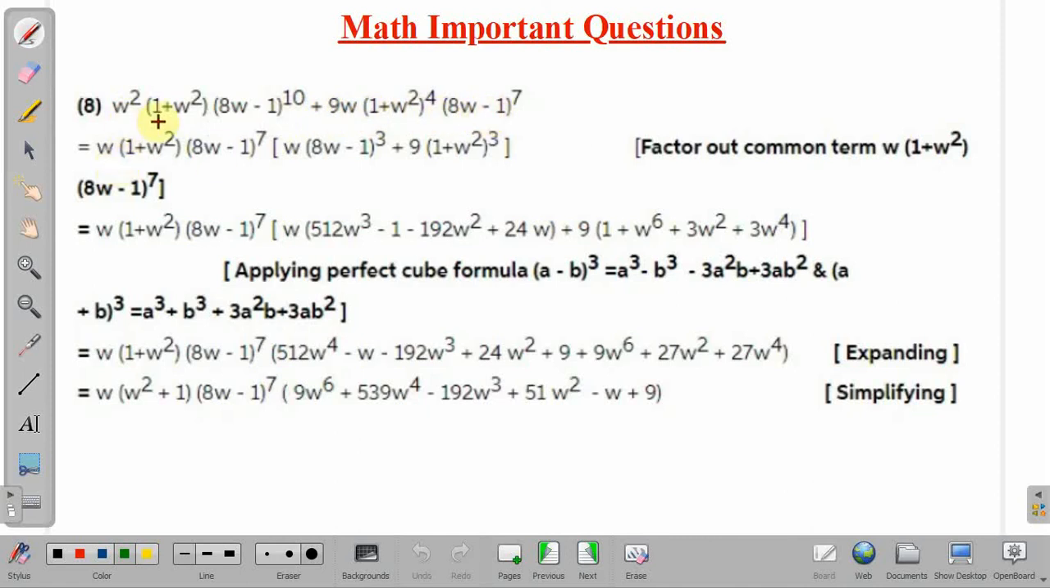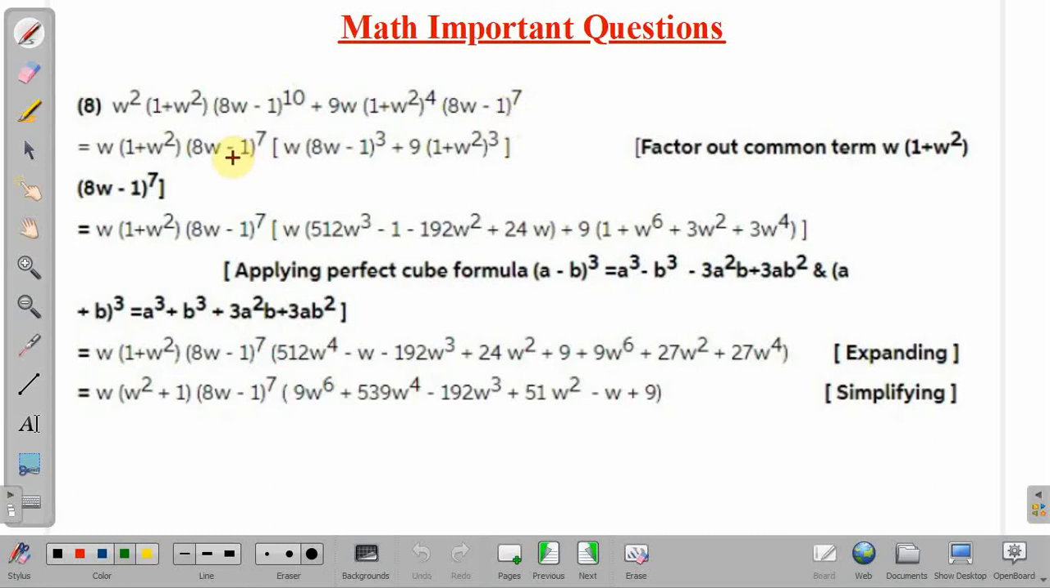If we see both the terms, w square and w, we can get w common in both. Then again 1 plus w square is here and here it is 1 plus w square raised to the power 4. So HCF will be 1 plus w square, or we can factor out 1 plus w square from both the terms. Now this term contains 8w minus 1 raised to the power 10, and this term contains 8w minus 1 raised to the power 7. We will take this because 7 is smaller than 10. So HCF will be 8w minus 1 raised to the power 7.